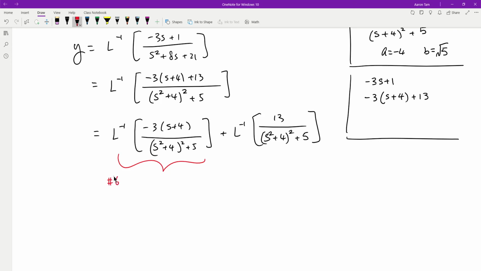So what's number 16 said? Number 16 said this: if I take the Laplace transform of e to the at cosine bt, I get s minus a over s minus a squared plus b squared. So now if I compare the bottom to the bottom of what we have, I can see that my a is -4, b is radical 5, and the top would have to be s plus 4, which I do have, except that I also have the -3, so I'm going to get rid of that and put it in the front.